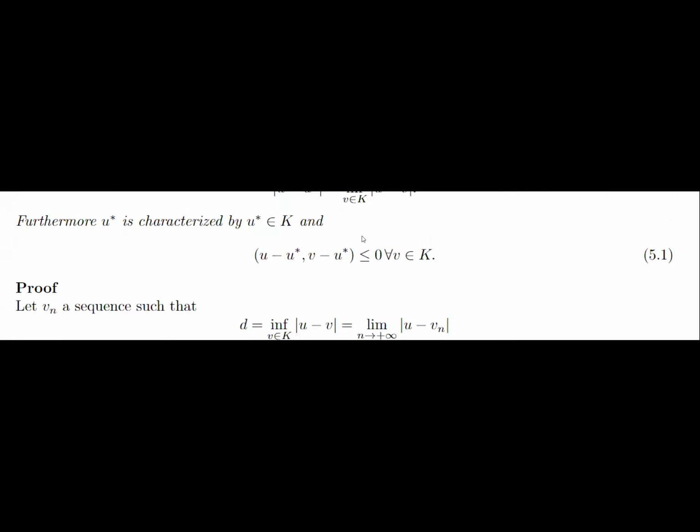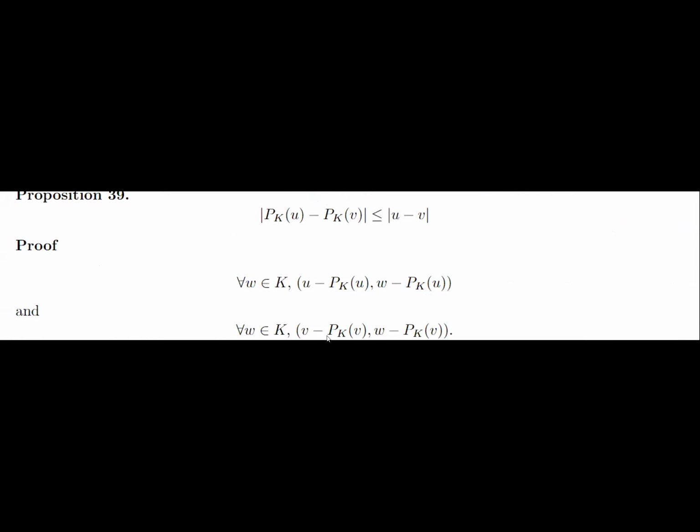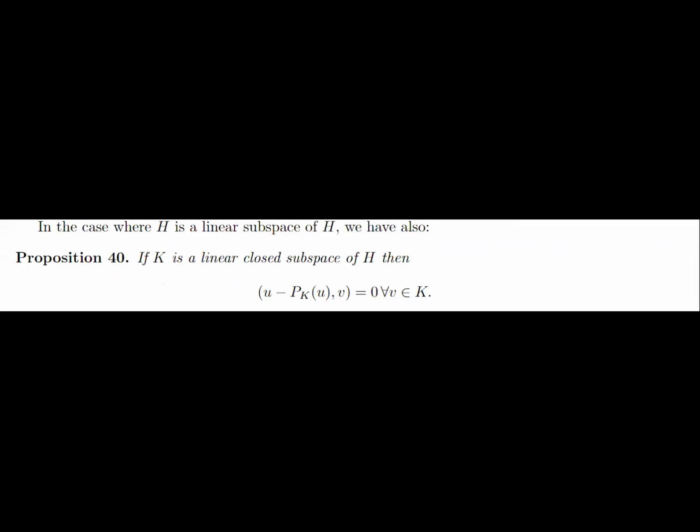Also, we have this proposition that says that the distance between the projections is less than the distance of the initial points. And if instead of having a closed convex subset, I have a linear closed subspace, then I have this characterization of the projection instead.